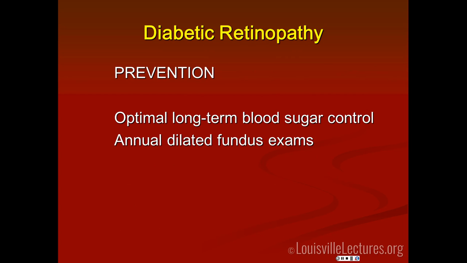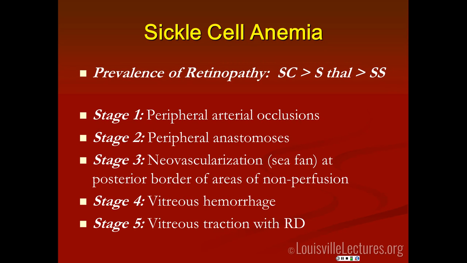No? All right. So sickle cell anemia, another thing, you can get sickle cell retinopathy with this. So the prevalence of sickle cell retinopathy actually goes by the genotype. So SC is the most common, S-thal is the second most common, and people that have both sickle cell genotype, they're actually the least common to get it.